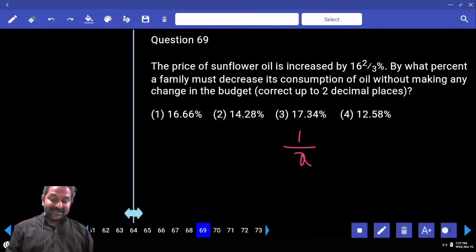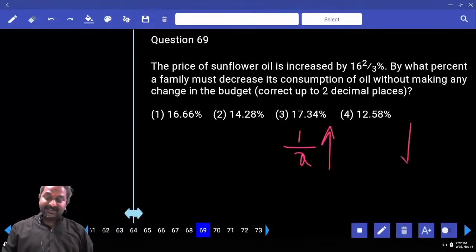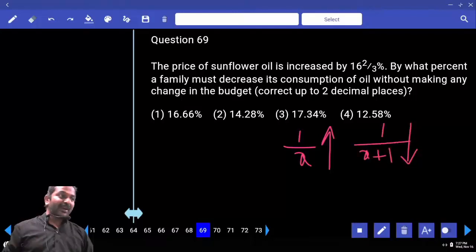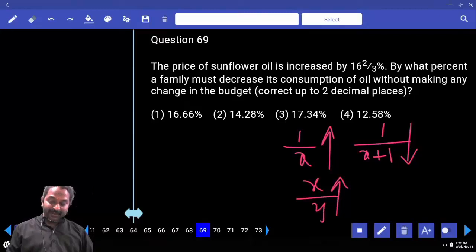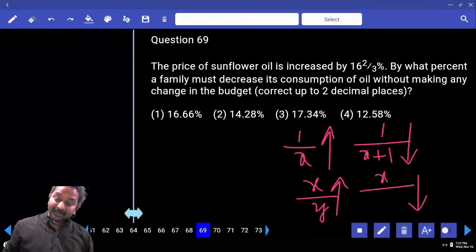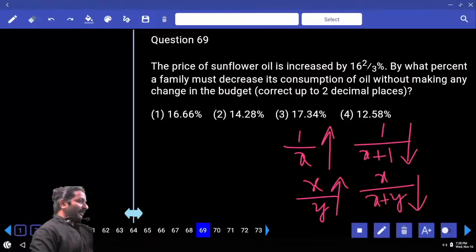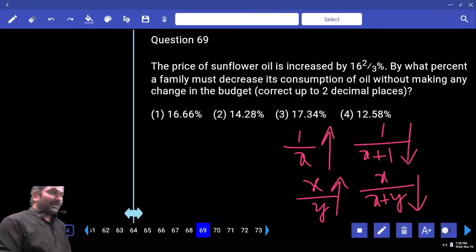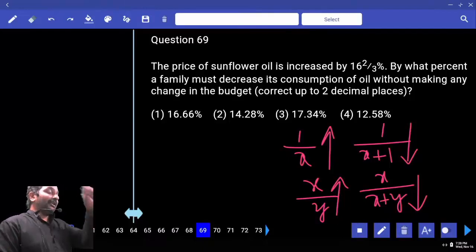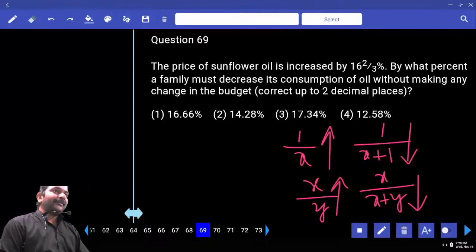For always an increase of 1 by x, there will be a decrease of 1 by x plus 1. For always an increase of x by y, there will be a decrease of x by x plus y. Here you need to remember only one point. In the inversely proportional rule, there is a point that you need to remember. That is a very important point.